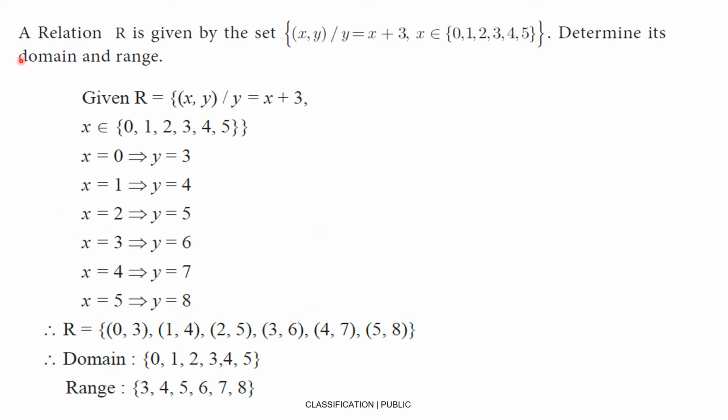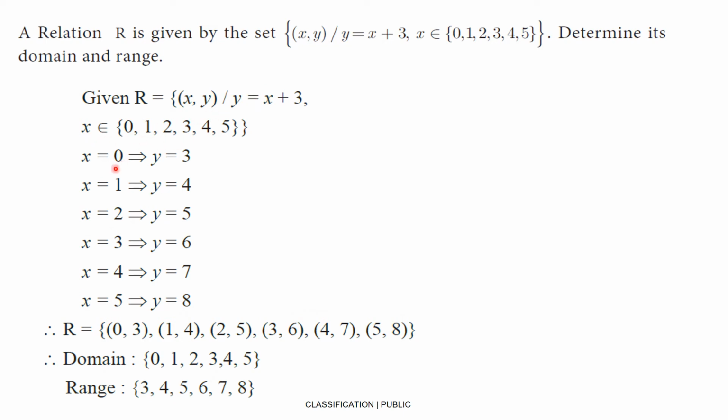Next sum. A relation R is given by the set of x comma y such that y equal to x plus 3, where x belongs to {0, 1, 2, 3, 4, 5}. Determine its domain and range. So for relation R, what is the condition here? x comma y such that y equal to x plus 3. We have to substitute the values of x. So x belongs to what elements? 0. So we substitute x equal to 0.